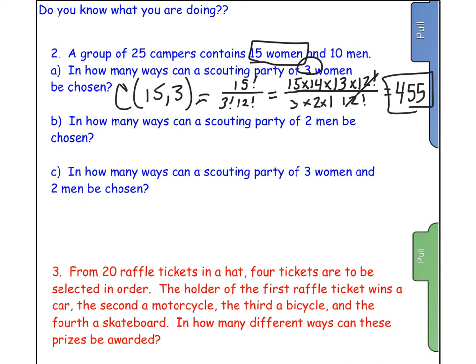Part B, in how many ways can a scouting party of 2 men be chosen? If we have 10 men to choose from, and we're picking 2 of them, let's jump right into our formula. 10 factorial on the top, 2 factorial in the front, and then the difference of 10 and 2 factorial.